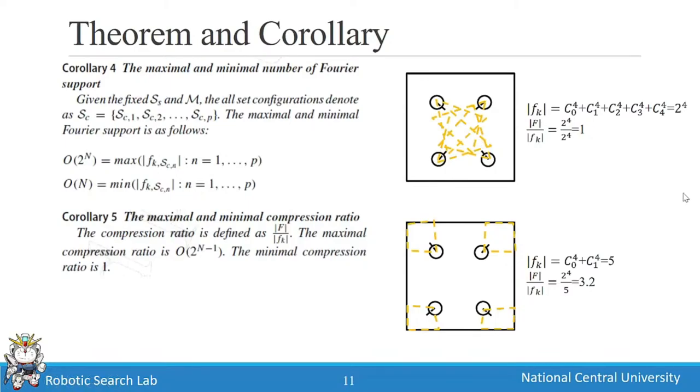Another interesting thing we try to figure out is what the maximum and the minimum number of Fourier supports are. In this case, each set overlaps each other. So in this case, we will have 2 to the 4 Fourier support. So its compression rate is 2 to the 4 divided by 2 to the 4, which equals 1, which means we cannot compress any number by the Fourier transform in this case. The other case is where there is no sensing overlap between the sets. In this case, the Fourier support should be the zero order and the first order, so the number is 5. And the compression rate is 2 to the 4 divided by 5, so the compression rate is 3.2. In this way, we can compute the maximum and the minimum Fourier support number.